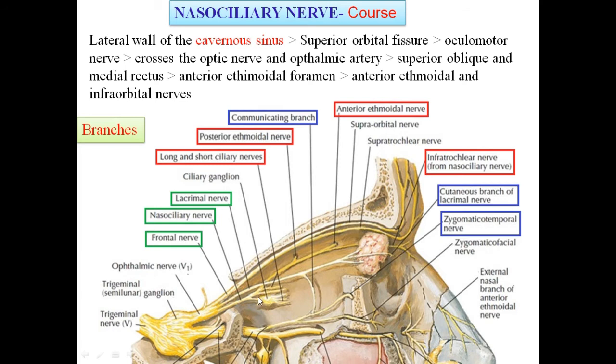You can see that here there are the long and short ciliary nerves that pass through the ciliary ganglion, and then the posterior ethmoidal nerve, and one more communicating branch. These are the branches of the lacrimal nerve, which communicates with the zygomaticotemporal nerve, that is another nerve.